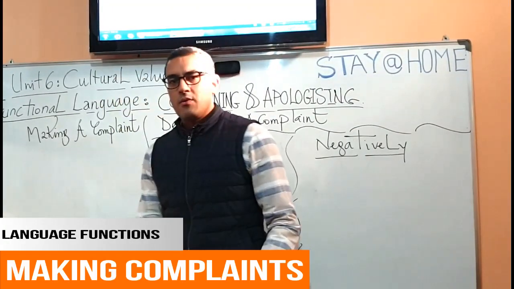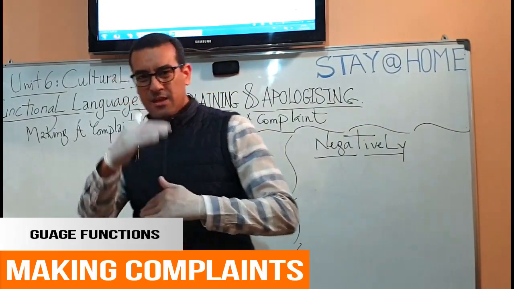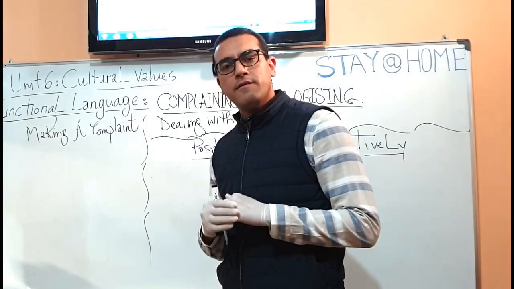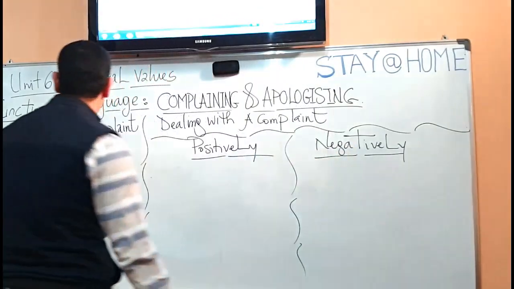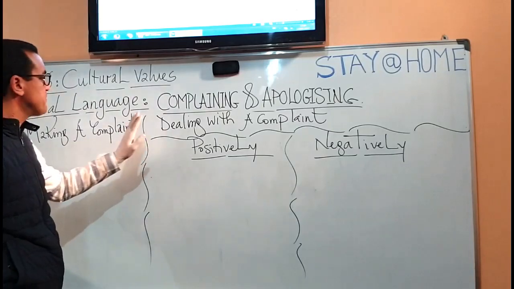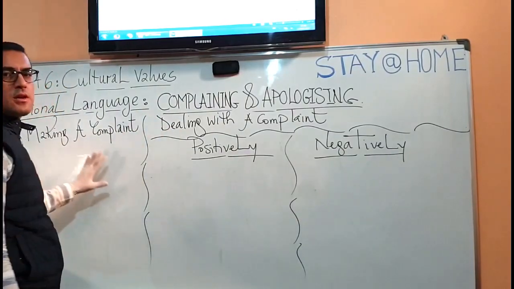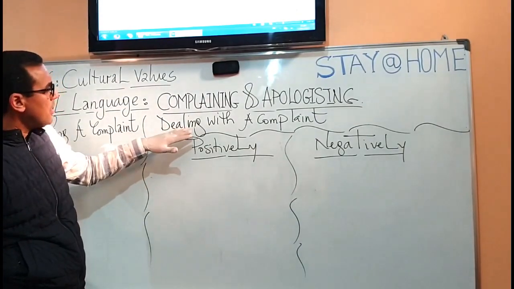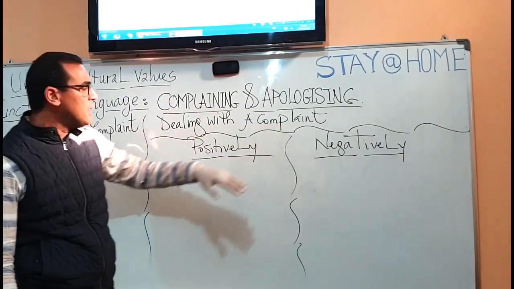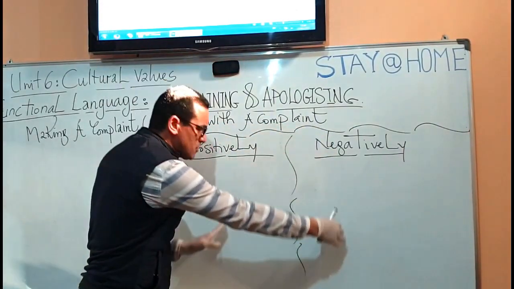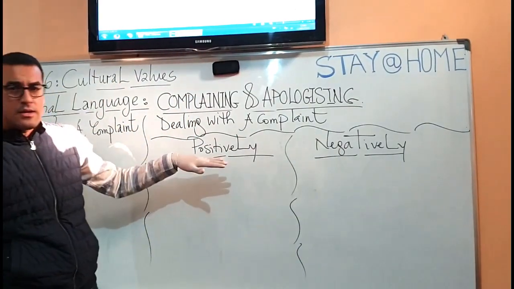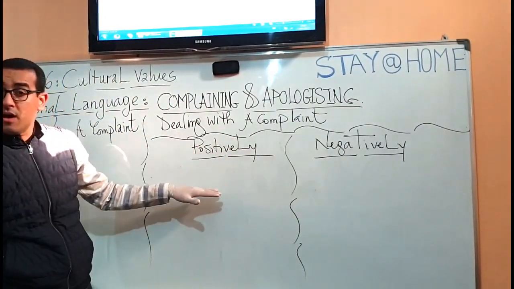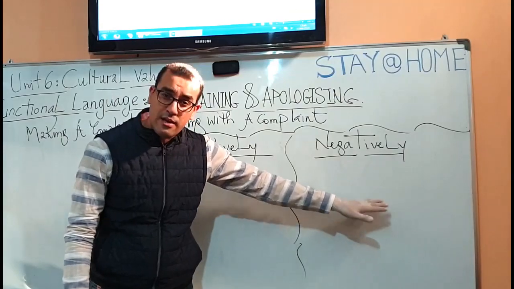Okay, my dear students, now we're going to move on to the second function, which is about making a complaint. So we're going to see how to make a complaint, and we're going to talk about dealing with a complaint as well. And as you can see here, we have 2 columns or 2 rows. We're going to show how to deal with a complaint in a positive and in a negative way.